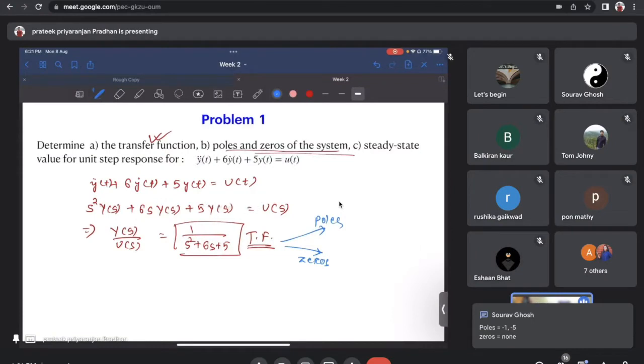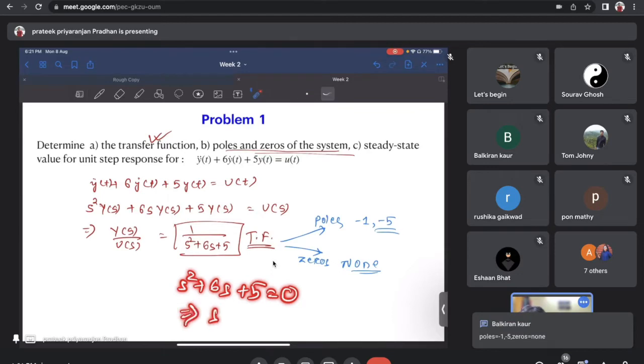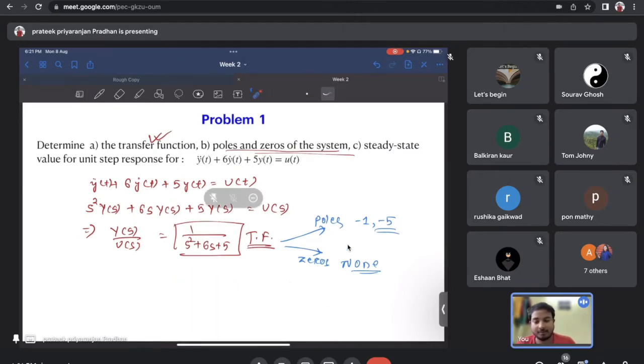Okay, Saurabh says the poles are at -1 and -5, and zeros, none. Very good, Saurabh. It's the correct answer. In the numerator only 1 is there. So if you equate 1 equal to 0, that's not valid. In the denominator, s square plus 6s plus 5 equal to 0, you will be getting s plus 5 into s plus 1 equal to 0. So equating them, you will be getting -1 and -5.